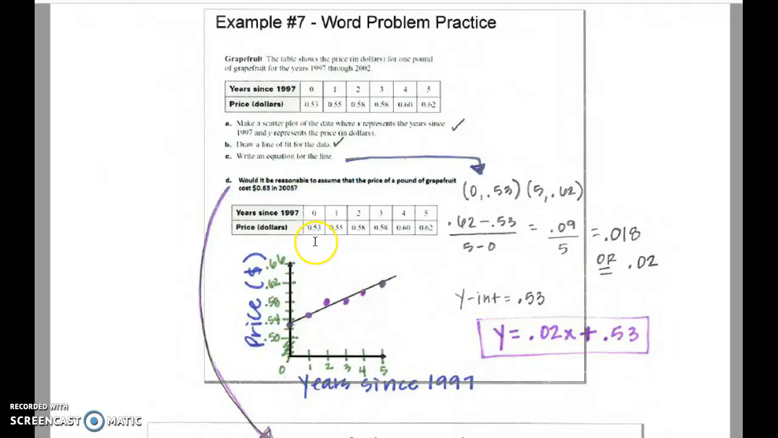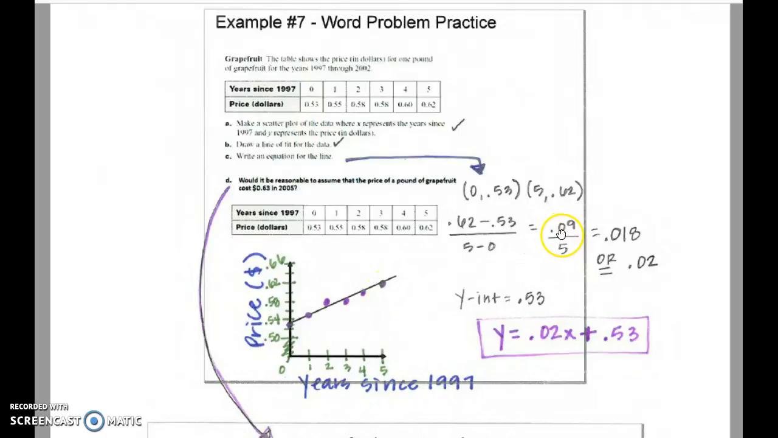I graph my points: (0, 0.53), (1, 0.55), (2, 0.58), (3, 0.58), (4, 0.60), and (5, 0.62). I found my y-intercept. I thought it was a convenient point to use to help find my slope. (0, 0.53). When I drew my line, I tried to do the best I could. This one was a little bit trickier to cut through the middle of the data. So again, (0, 0.53) was one of my points, and I chose (5, 0.62). Close enough right there.